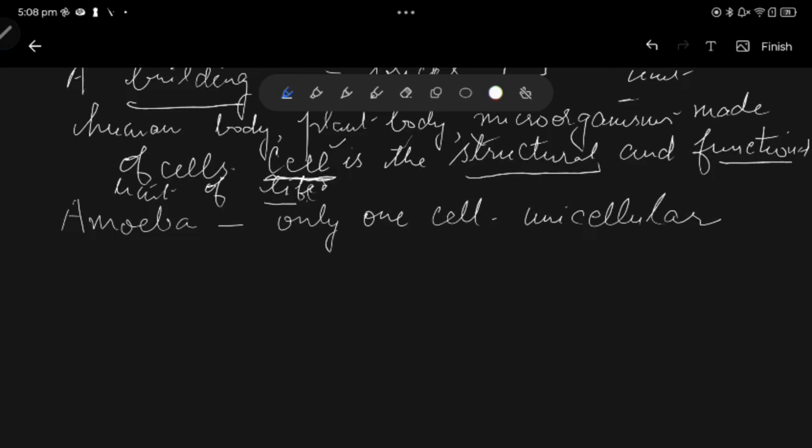Unicellular organisms. Humans, plants, and animals are made up of many cells. Therefore, they are called multicellular organisms. If an organism is made up of many cells, it's called a multicellular organism.